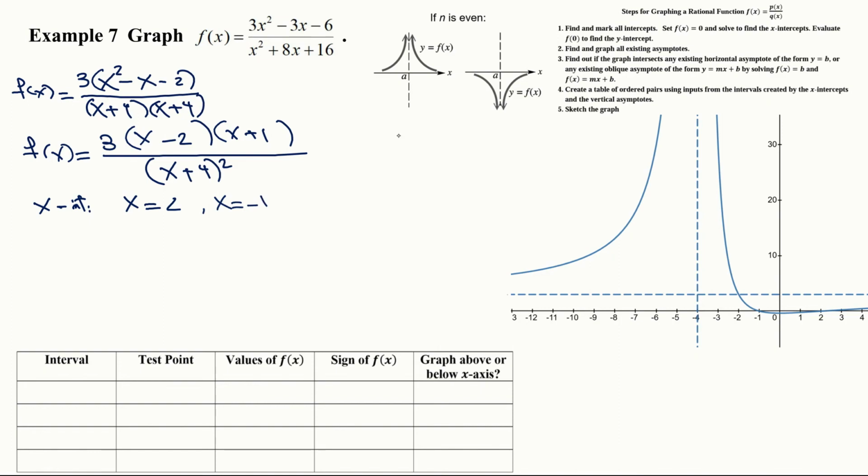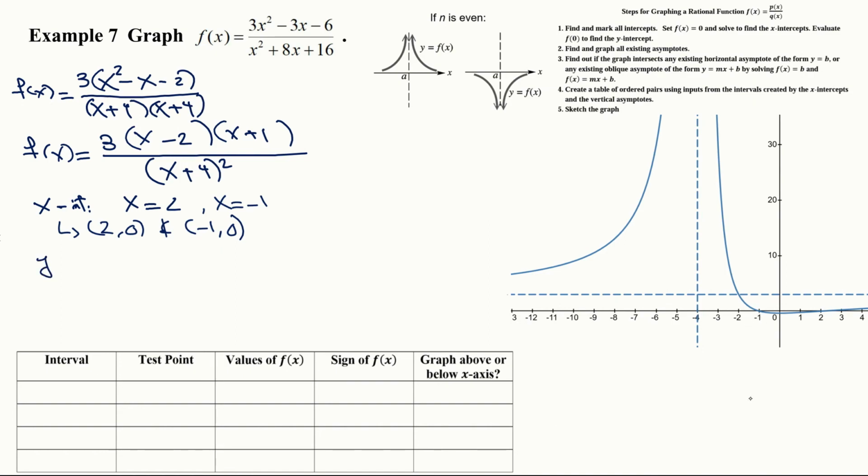So the x-intercepts are going to be at (2, 0) and (-1, 0). We'll mark those here. Here's (2, 0), and here is (-1, 0).